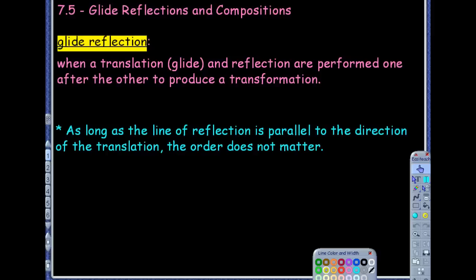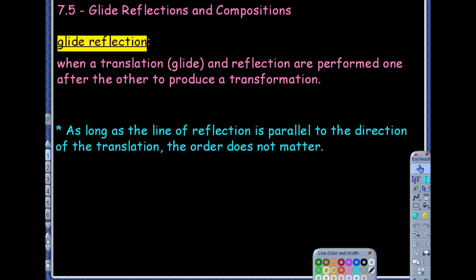Section 7.5 is going to basically combine what we've talked about this whole chapter so far. Notice the title says Glide Reflections, which you can probably make a prediction what that involves. We'll talk about that first, and then we're going to talk about what a composition is.